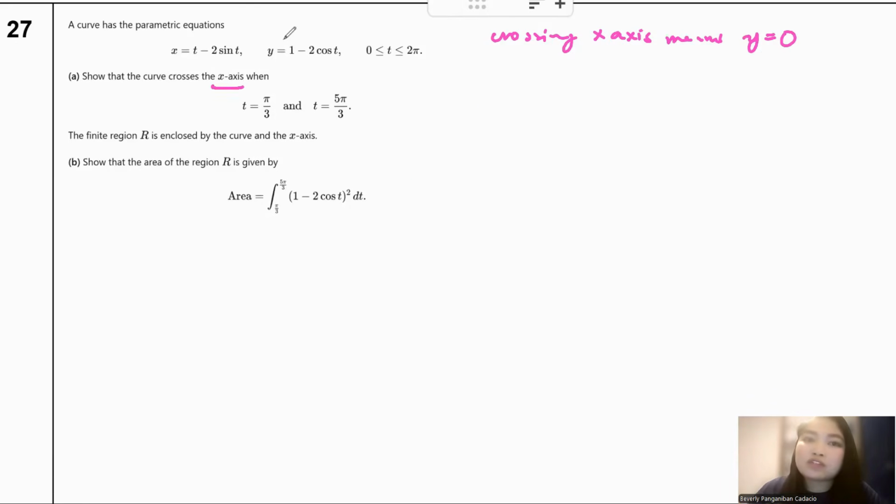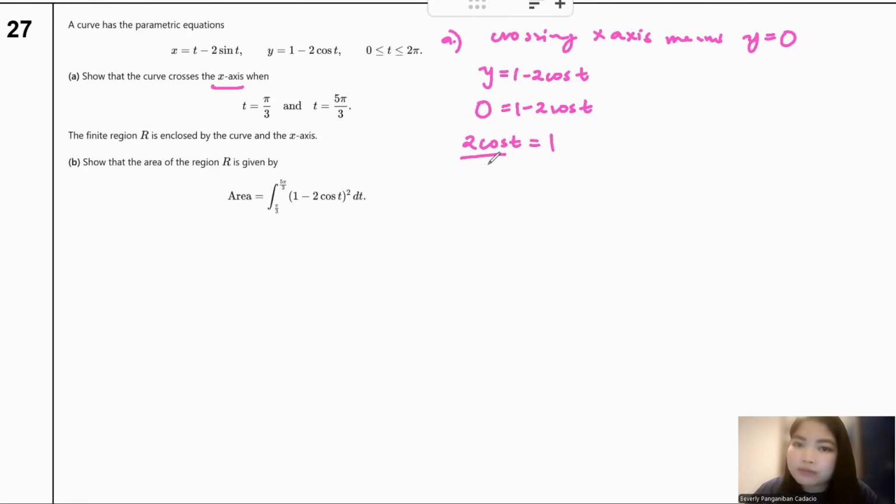So what I'm going to do is just use the second parametric equation, which is y is equal to 1 minus 2 cos t. And I can just put my y as 0 because once again, crossing the x-axis means y is equal to 0. 1 minus 2 cos t. And then I'm just going to get the t of this one. So I'll just put the 2 cos t on the other side, so it will become positive. 2 cos t is equal to 1. I'm going to divide both sides by 2. Therefore, my cos t will be equal to 1/2.